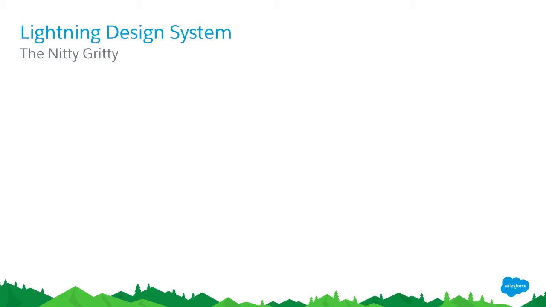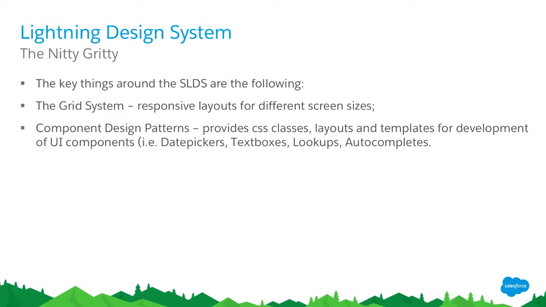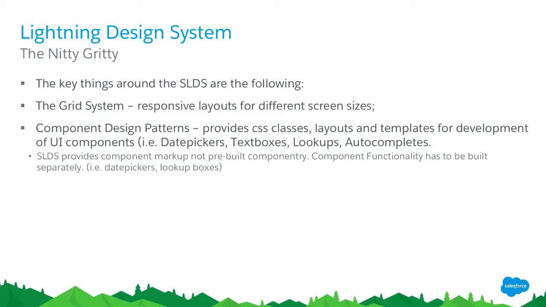Nitty-gritty of the Lightning Design System. So key things around it, we have, as I've said before, the grid system. Has anyone used Bootstrap before? For those that do, it's similar to that. It's just basically creating a responsive layout for your apps so that it would respond to different screen sizes. We have component design patterns or component markups. It's just basically some standards on how you want to design different components like autocompletes, date pickers, and the likes. Keynote there, it's just component markup, so it's not really pre-built componentry yet.